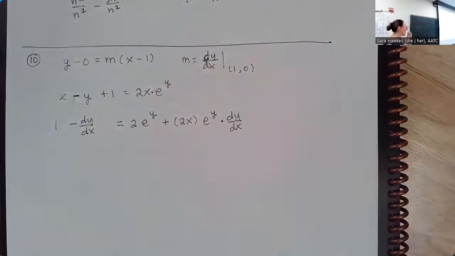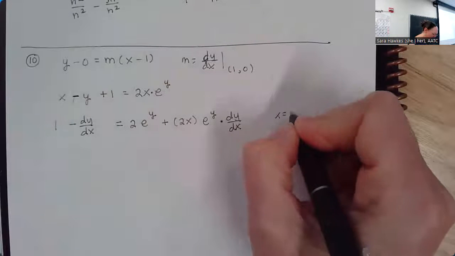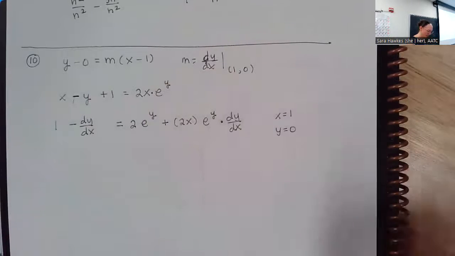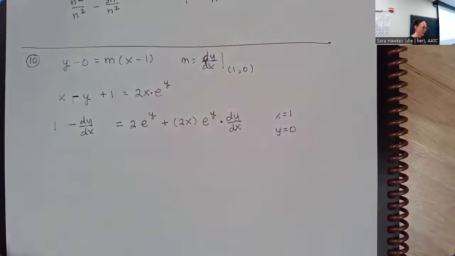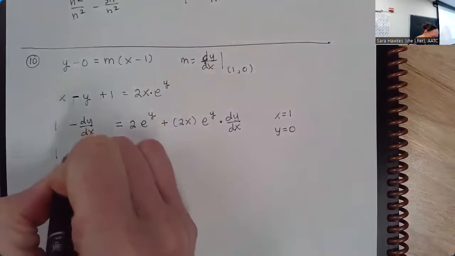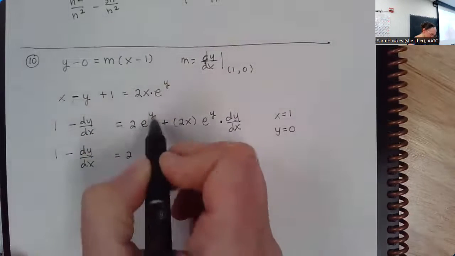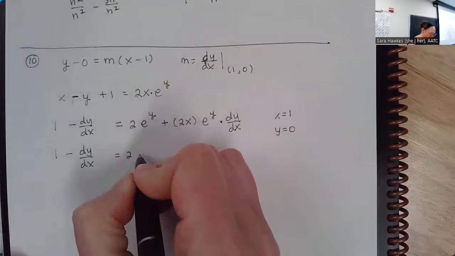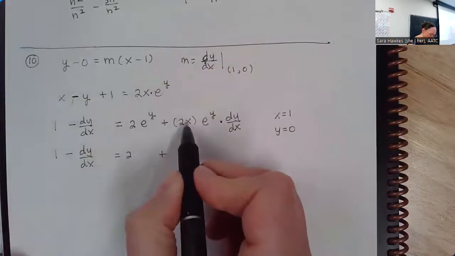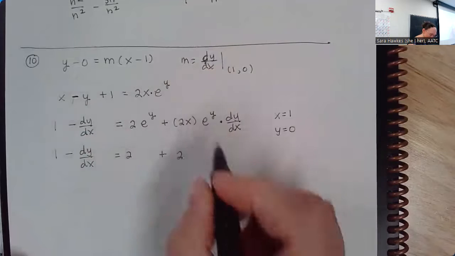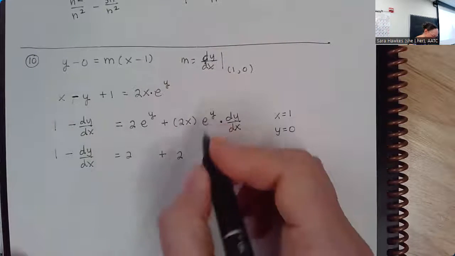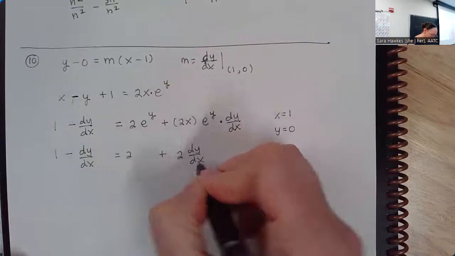You could solve for dy dx right now, but I wouldn't because we were given a point. And I know that x equals 1 and y equals 0. And I'm going to go ahead and plug those in because it's going to make it easier. So I've got 1 minus dy dx. E to the 0 is 1. 2 times 1 is 2. E to the 0 is 1. Dy dx.